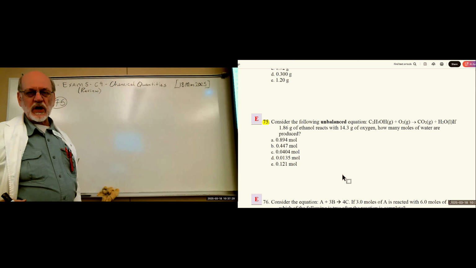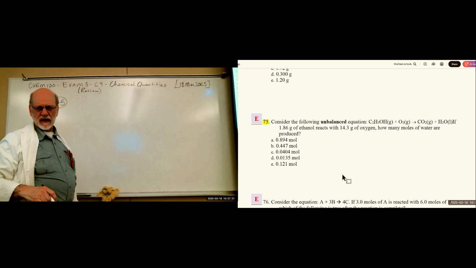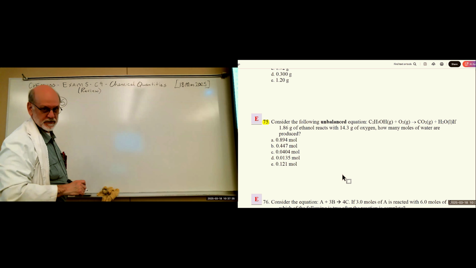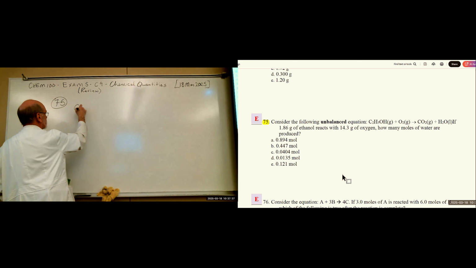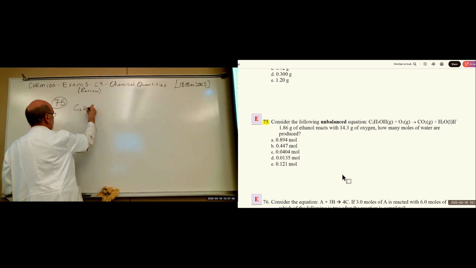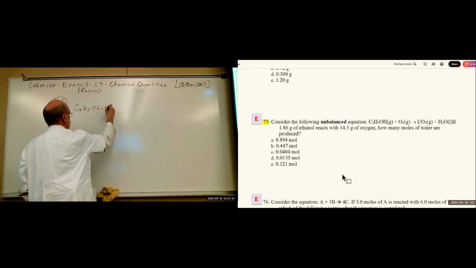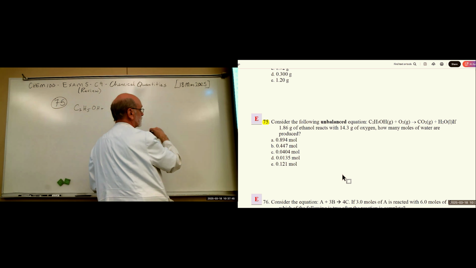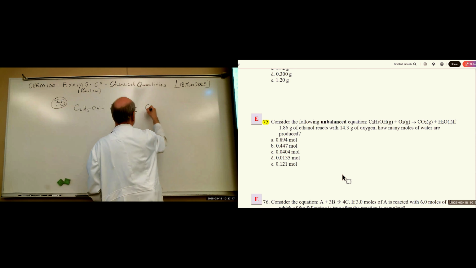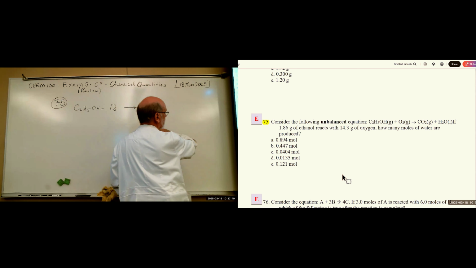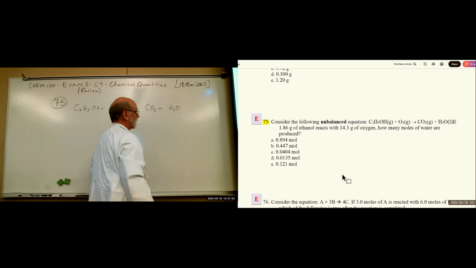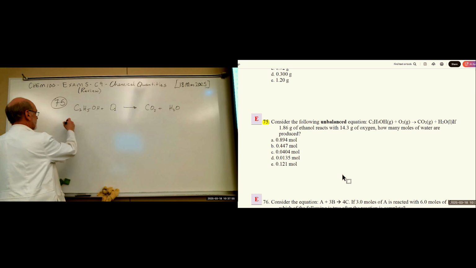All right, consider the following unbalanced equation. Oh, we balanced this one before. We're gonna have to do it again. I guess so. C2H5OH plus oxygen yields CO2 plus H2O. Okay, so let's balance it again.